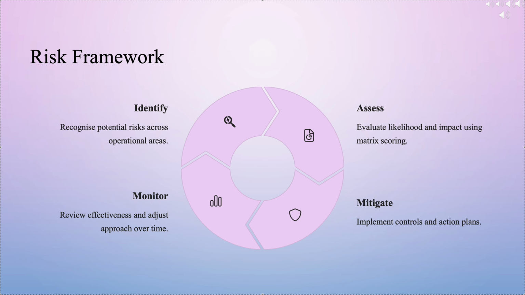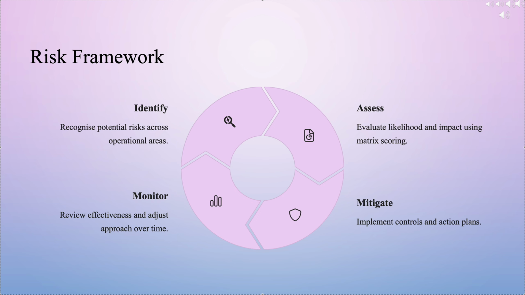Our robust risk management framework is systematically built upon four independent pillars, forming a continuous cycle that ensures a proactive and adaptive risk governance. Firstly, we have the identify phase. This is where we meticulously recognize and catalog potential risks across all operational facets of the Myriad Dubai.